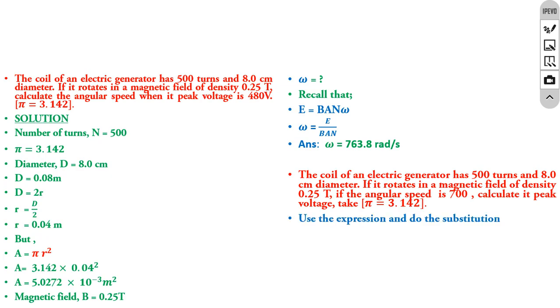So you are going to use the expression that I have given above, E equals BAN omega, and then solve for the peak voltage. When you do that, you will arrive at this answer. That one is for you.